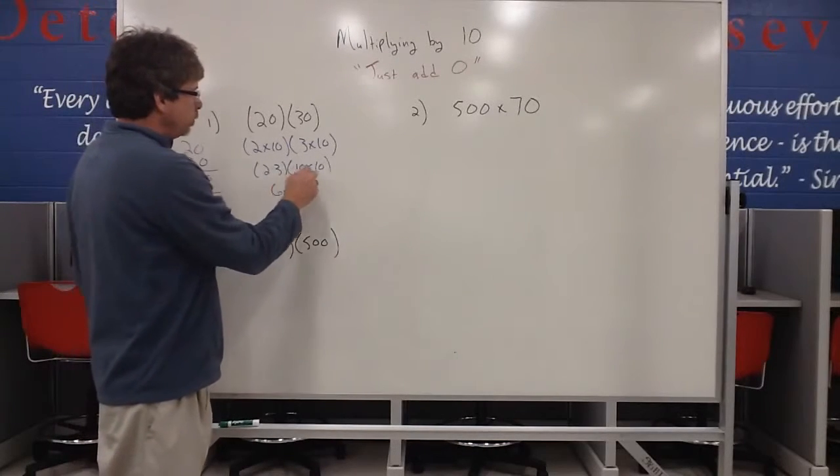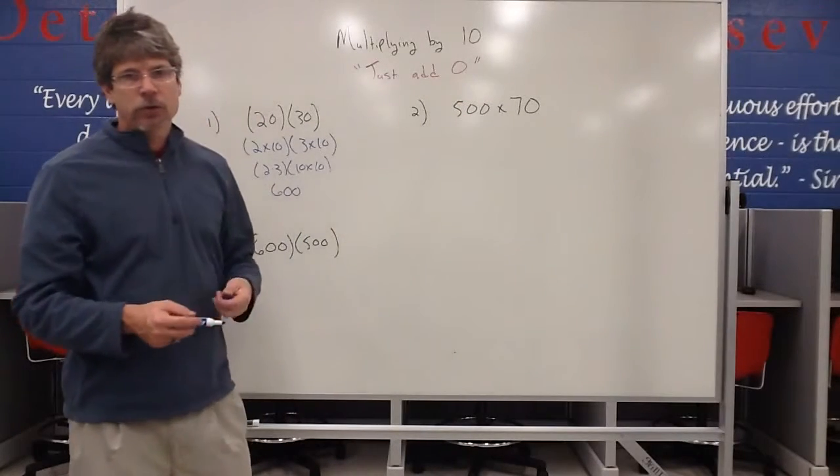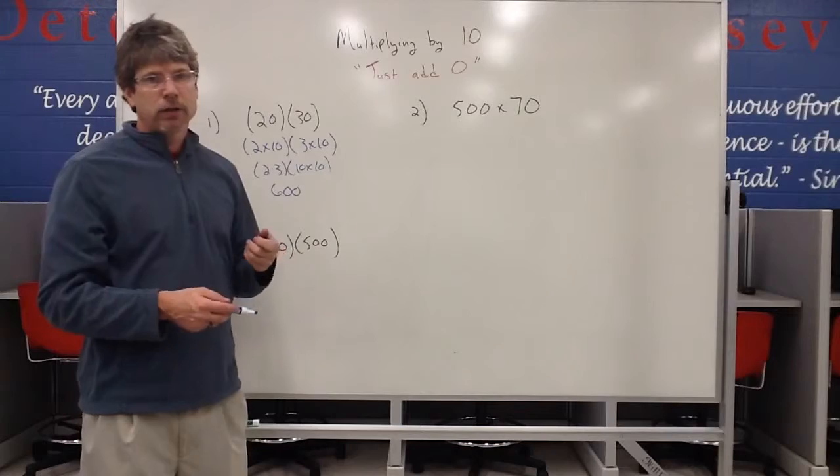So each one of these multiplying by 10s essentially just means add on a 0. That's our shortcut when you multiply whole numbers by 10. You just add a 0.